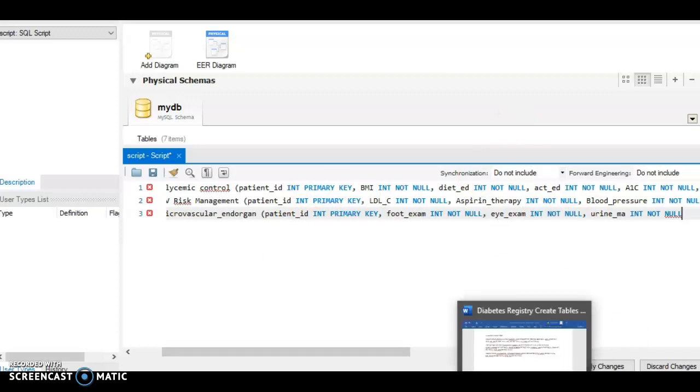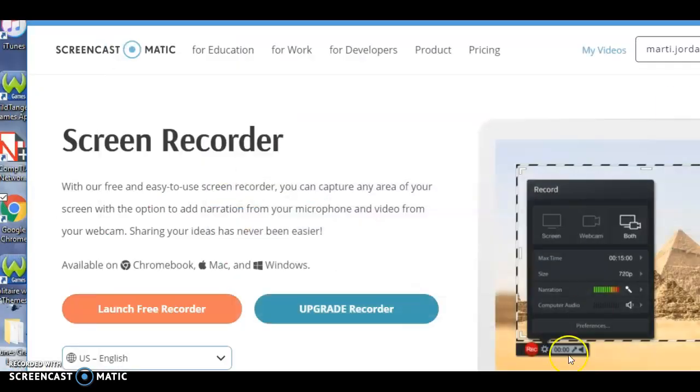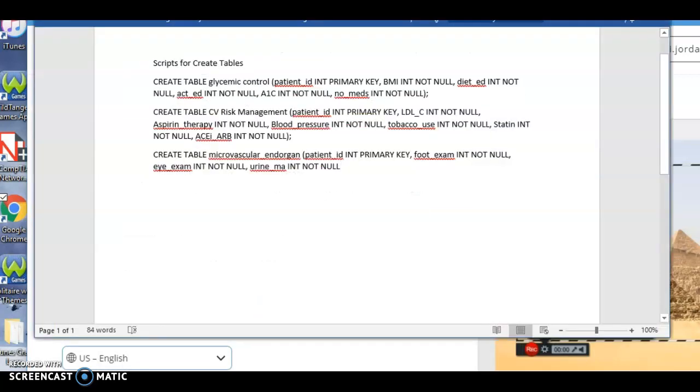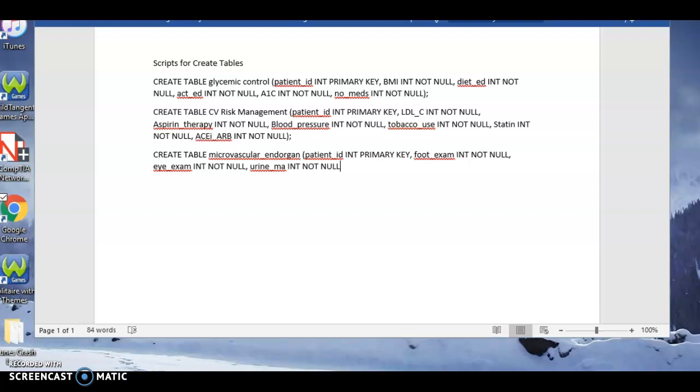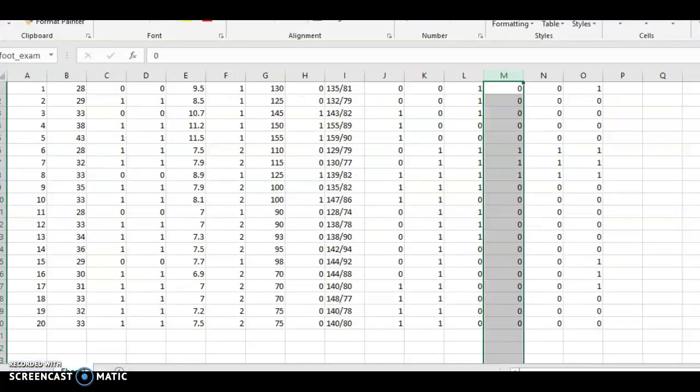So I was going to show you then. Here's the scripts that I wrote, which didn't work. And then I was going to show you my tables that I created with the 20 patients and their data points. And this is a 0.